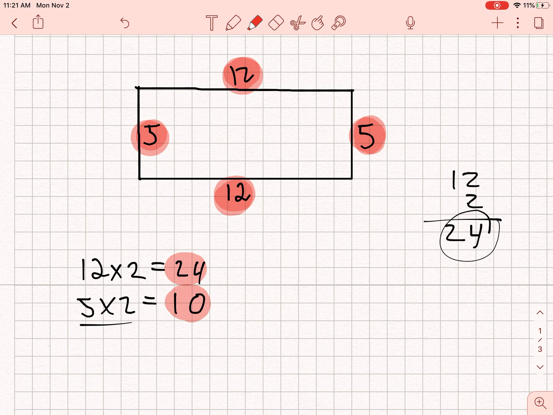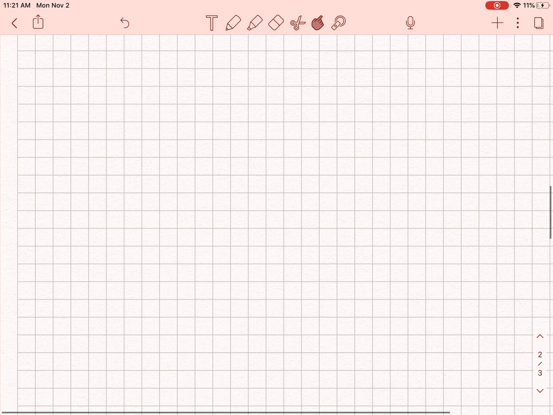And I've added all four sides. Let's see what is 24 plus 10. 4 plus 0 is 4. 2 plus 1 is 3. 34. Is that the answer you got? If it is, congratulations. If not, check through the steps here and see which part of this problem was giving you some trouble. And let's go ahead and do one more of these examples together.